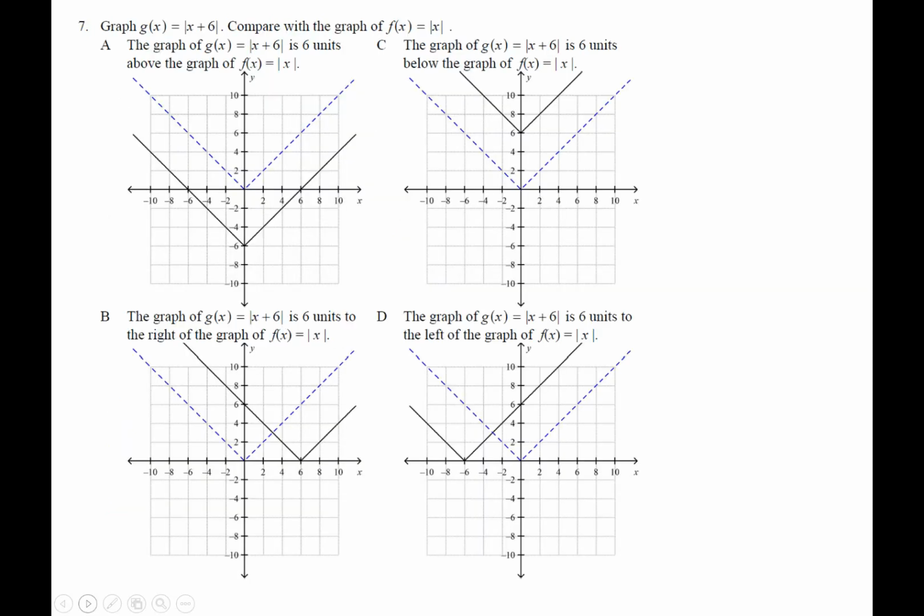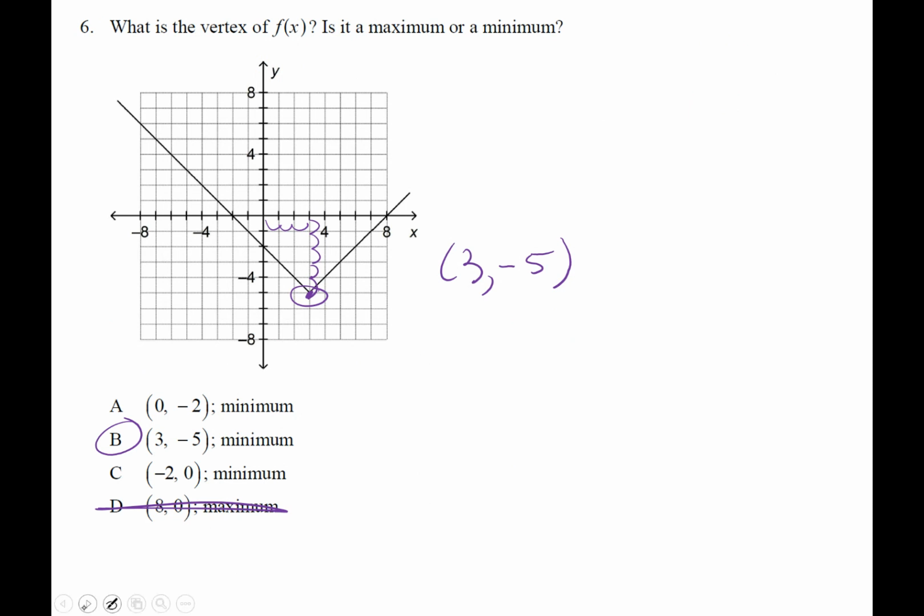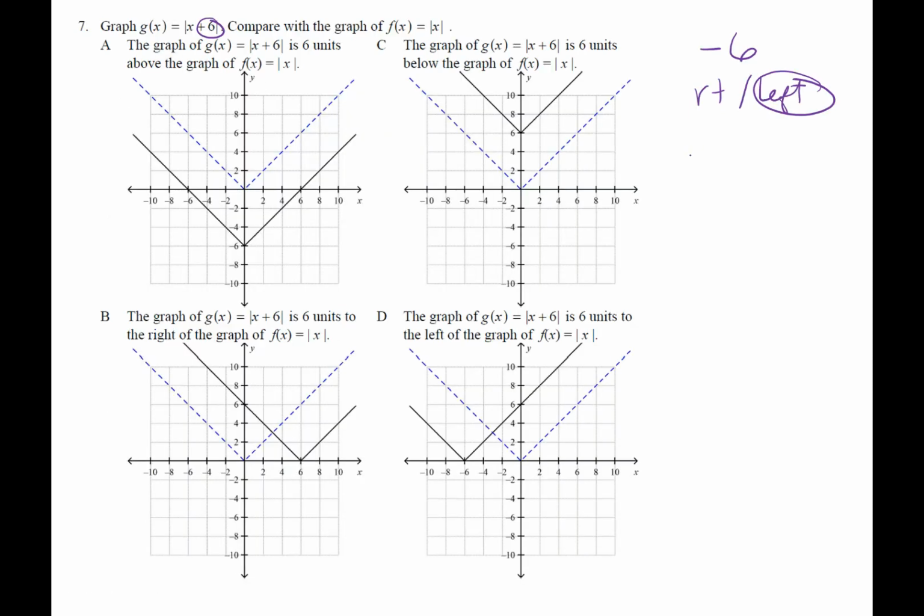All right, here we're comparing the graphs. And remember, when we go into or out of parentheses or absolute values, we have to change the sign right there. So I'm really talking about negative 6. And remember, when it's inside, you either do a right or a left shift. And if I'm going negative, I have to go left. So this would be a graph that shifts left 6.